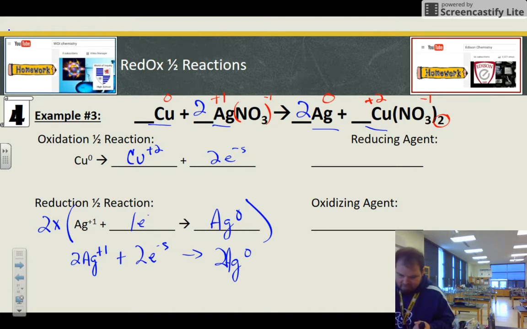Conservation of mass we did. Now we have conservation of charge. Okay, and those are very testable things. I didn't actually say it specifically now, did I? The reducing agent is the thing that's being oxidized, so that's Cu0. And the oxidizing agent is the thing that's being reduced, so that is Ag plus 1.